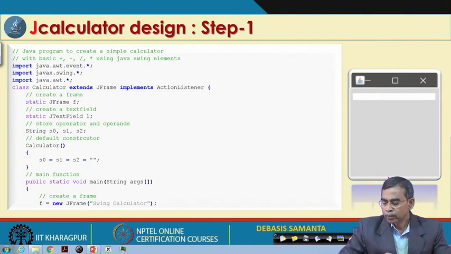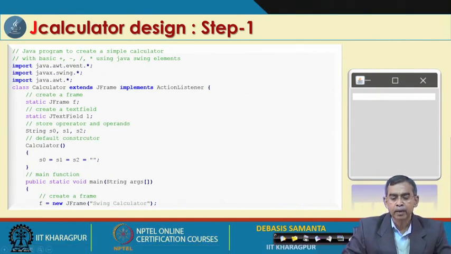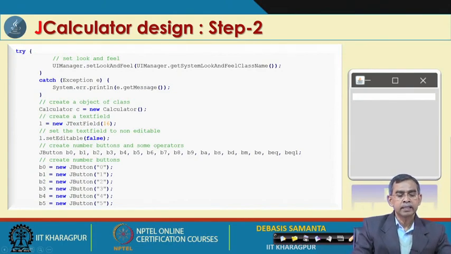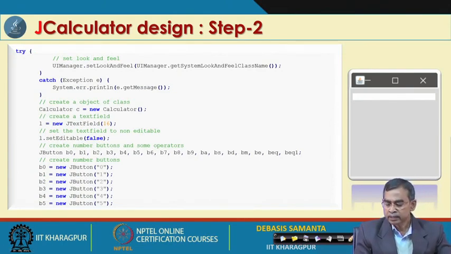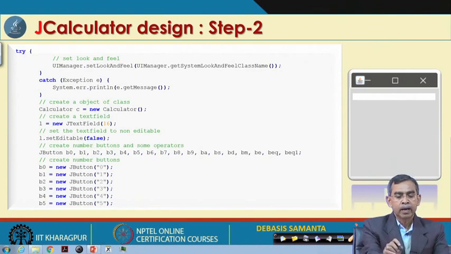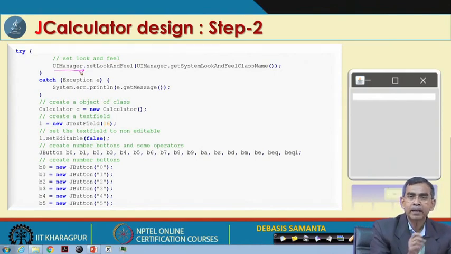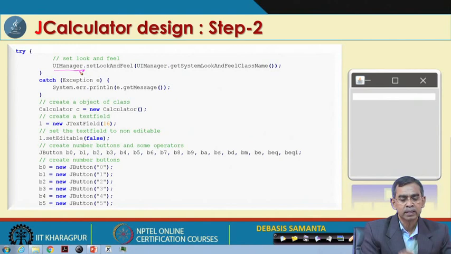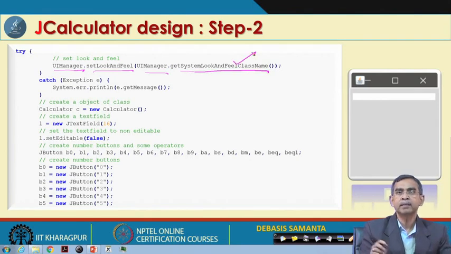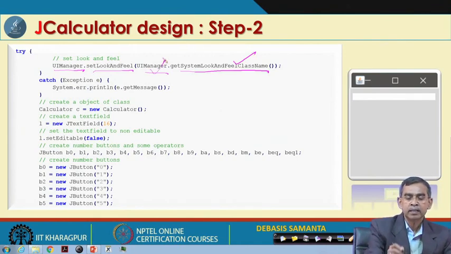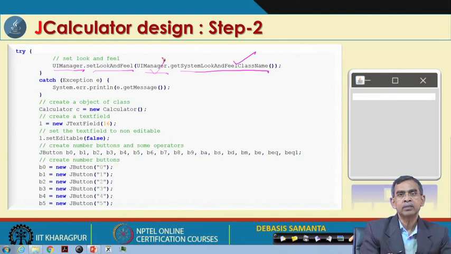Now, if we go to the next step, step 2, as you see, we just use one UIManager. It is defined in Java Swing itself: set look and feel, UIManager.getSystemLookAndFeelClassName. So, whichever look you can have is automatically defined. This is the default look that we have used here, and if it is not able to decide the UIManager, then it will simply throw an error.